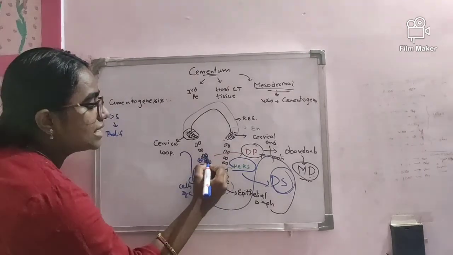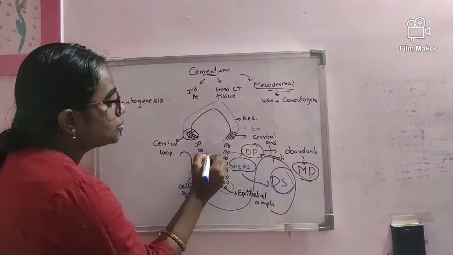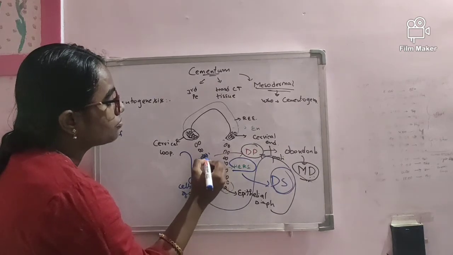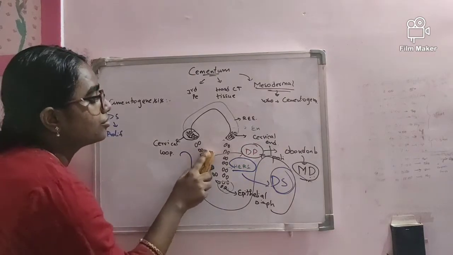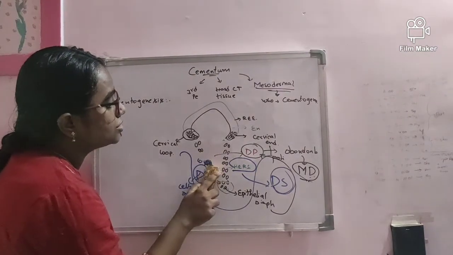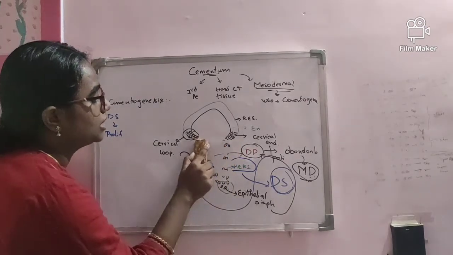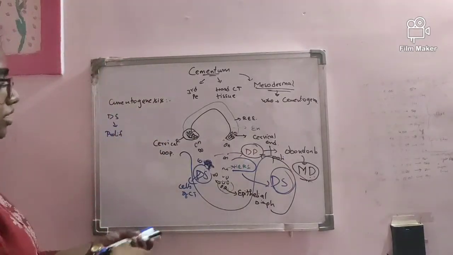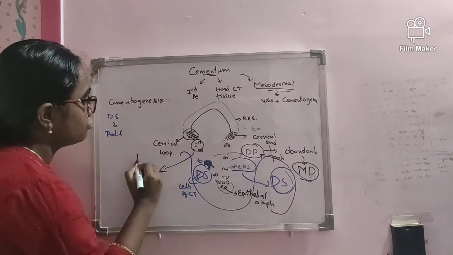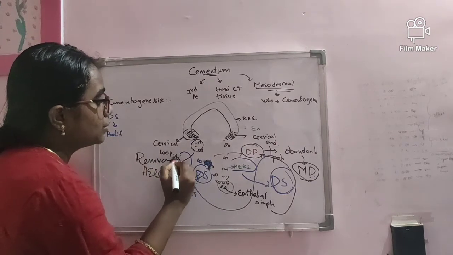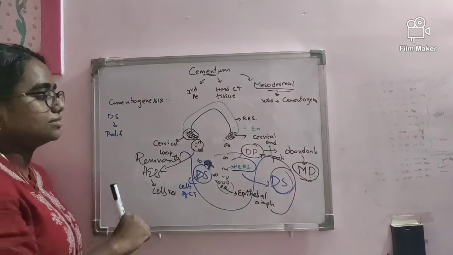They proliferate and invade, meaning they divide themselves and invade the Hertwig's epithelial root sheath, and lead to the degeneration of Hertwig's epithelial root sheath. There are some remnants of this Hertwig's epithelial root sheath, which we call the cell rests of Malassez.